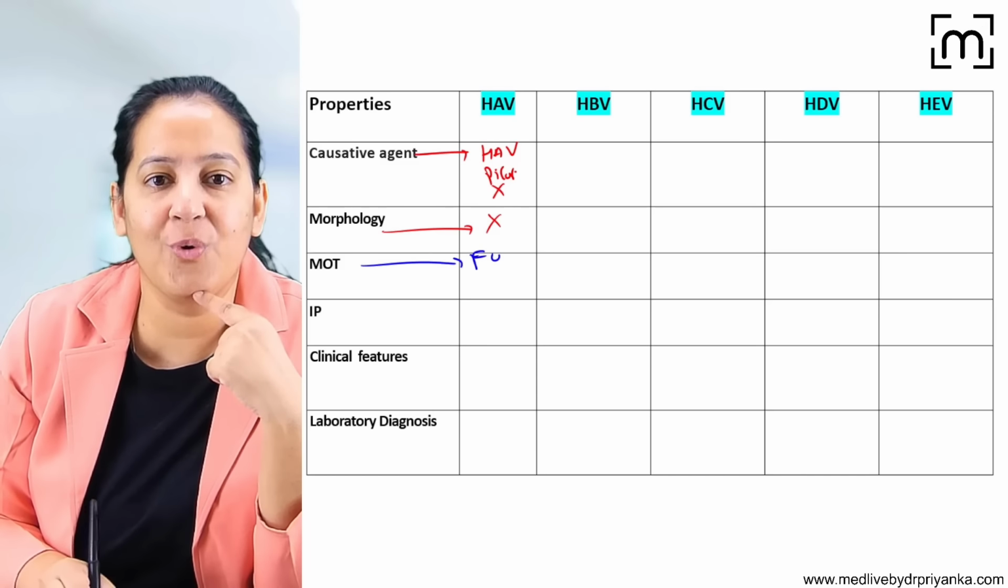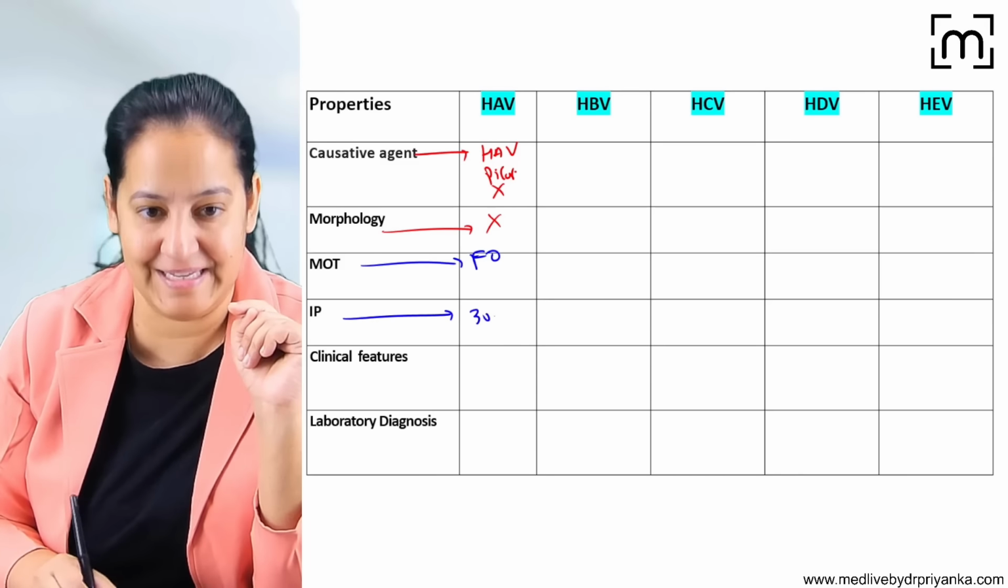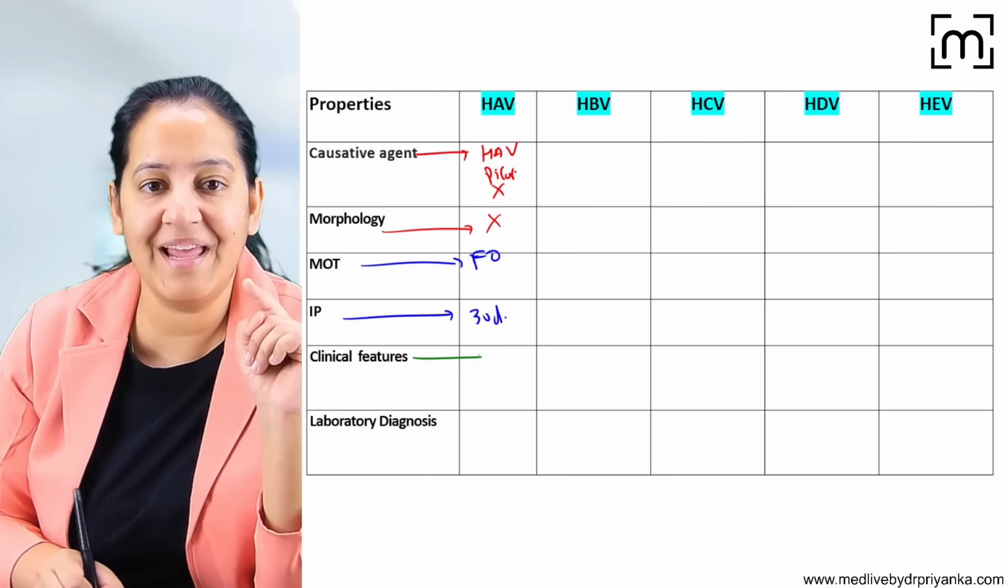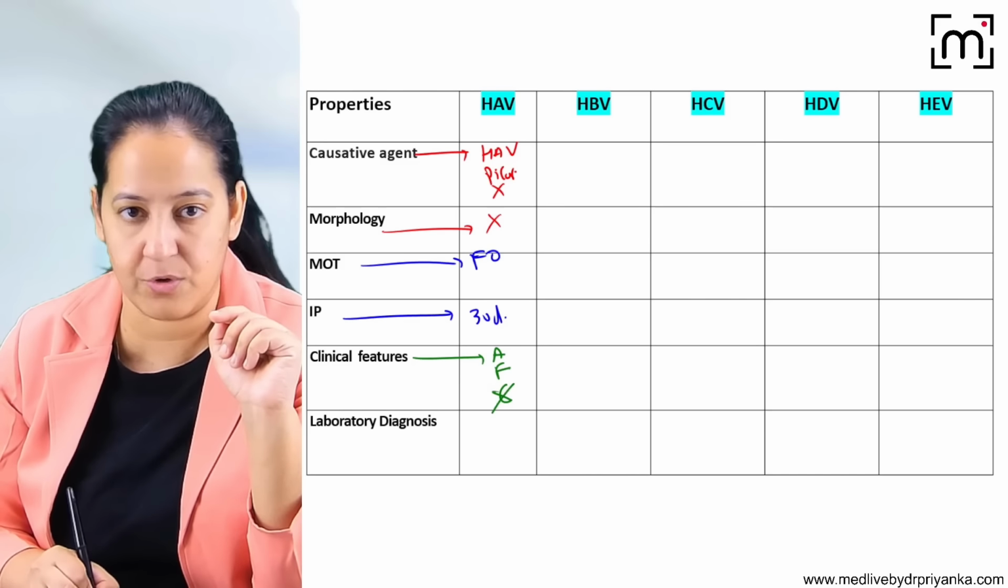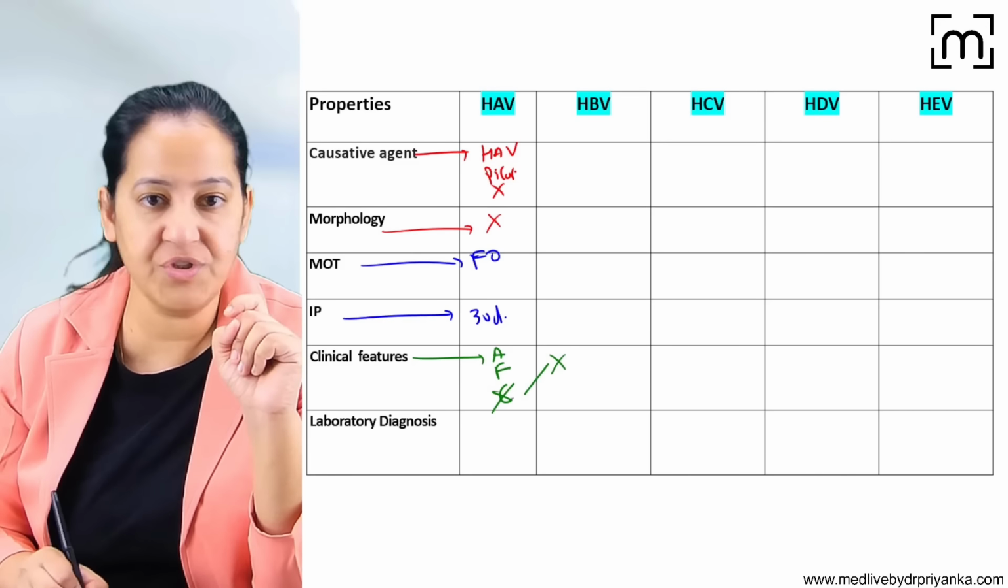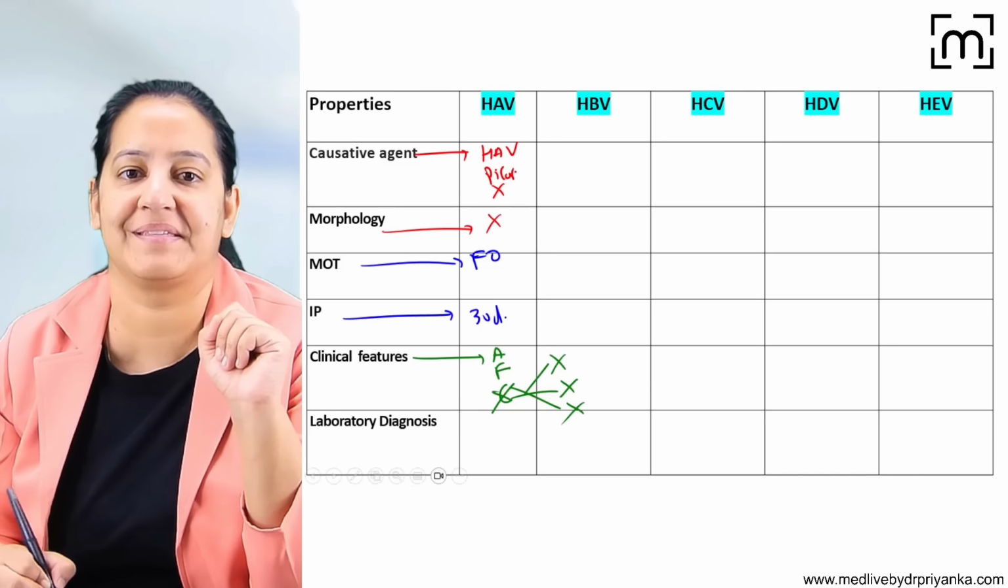Mode of transmission is fecal-oral. Incubation period is 30 days. Clinical features: it causes only acute infection, 98% recovery, 2% fulminant, but it never becomes chronic. Since there is no chronic phase, there is no oncogenicity, no carrier state, and no cirrhosis. You have to write this down.